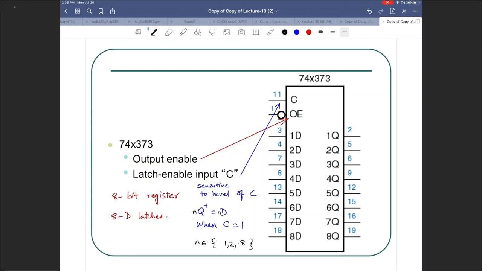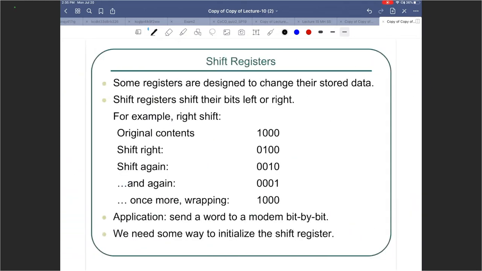All right, let's move on to shift registers. So far we talked about how you can put bits into a register: adjust the input, wait for the active edge of the clock, and then as long as you're not clearing the register, your output should change to the new inputs.